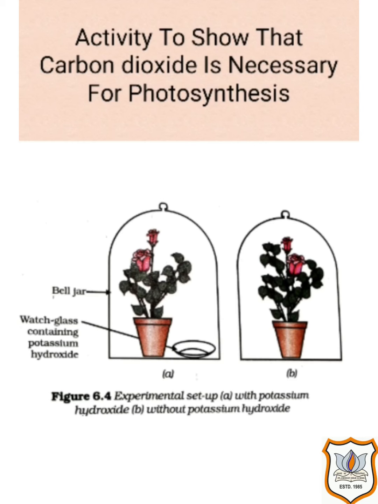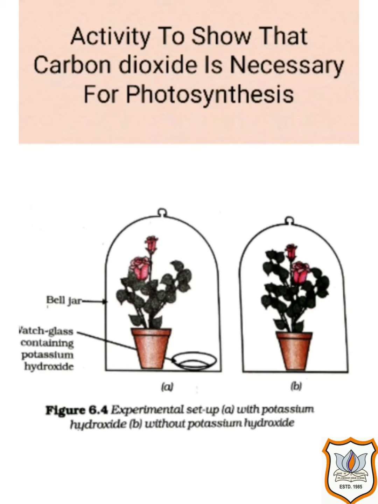Now expose both these plants to sunlight for about 2 to 3 hours. Thereafter, pluck one leaf each from the plants A and B and examine these leaves separately for the presence of starch. Now let us discuss what we have observed. Carbon dioxide is absorbed by KOH from the air in the bell jar in pot A. Now, which potted plant shows the presence of starch in its leaf? Definitely the B potted plant shows the presence of starch in its leaf.